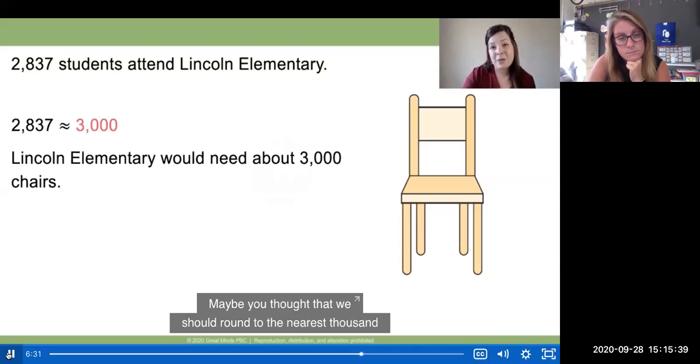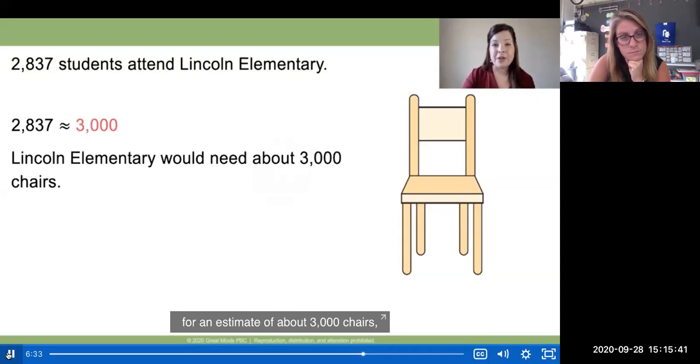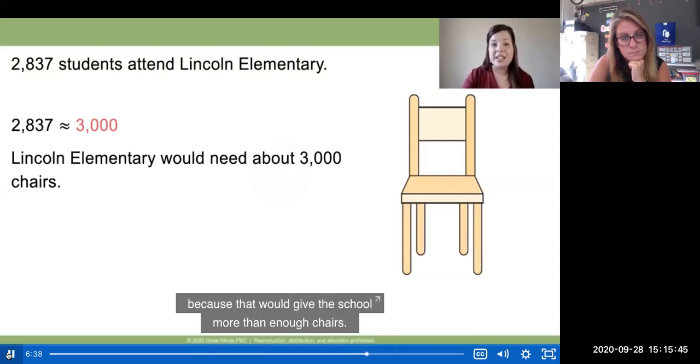Maybe you thought that we should round to the nearest 1,000 for an estimate of about 3,000 chairs, because that would give the school more than enough chairs. I want you to think about how many more chairs does that actually give the school? How many more chairs would they have? Or how many extra chairs would they end up having? That's a lot of extra chairs. It's approximately 200 extra chairs.